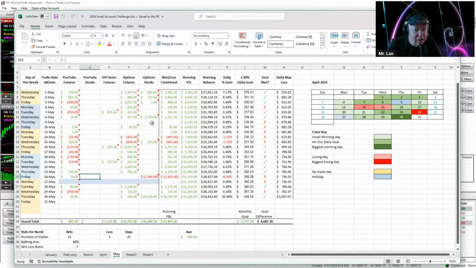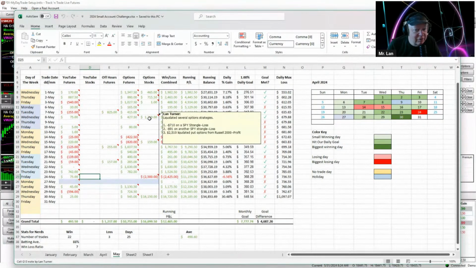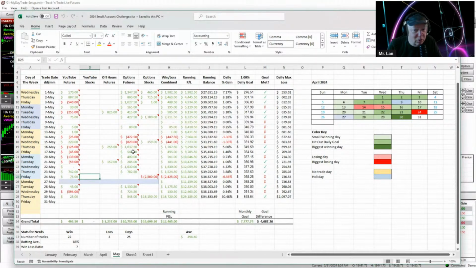And if you like to look at all my notes, they're all in there. I leave it all in there so you can come in and see what we did and why we did it. All the notes are there. And then, of course, you can delete all this stuff out, copy it, create your new spreadsheet, and use it as a template for your own trading.